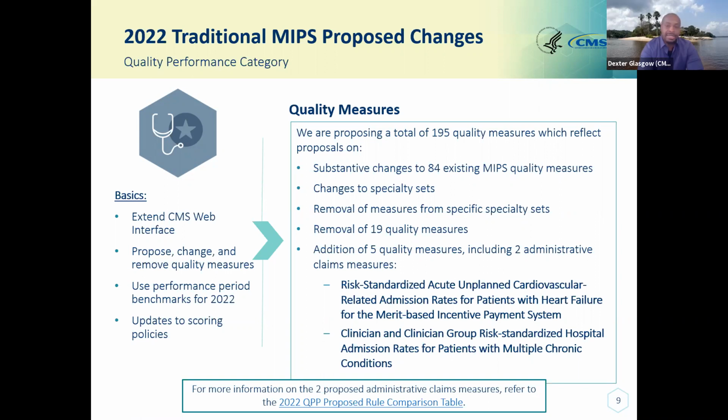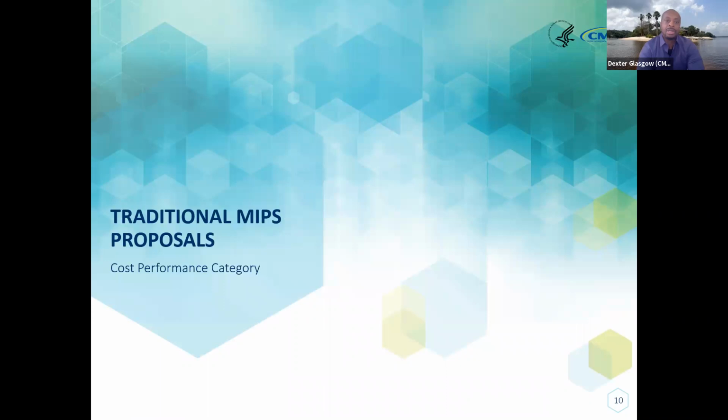Then looking at the clinician and clinician group risk standardized hospital admission rates for patients with multiple chronic conditions. It's an 18 case minimum, 1-year performance period again from January 1st to December 31st. It applies to MIPS eligible groups with at least 16 clinicians. Moving on to cost performance category.